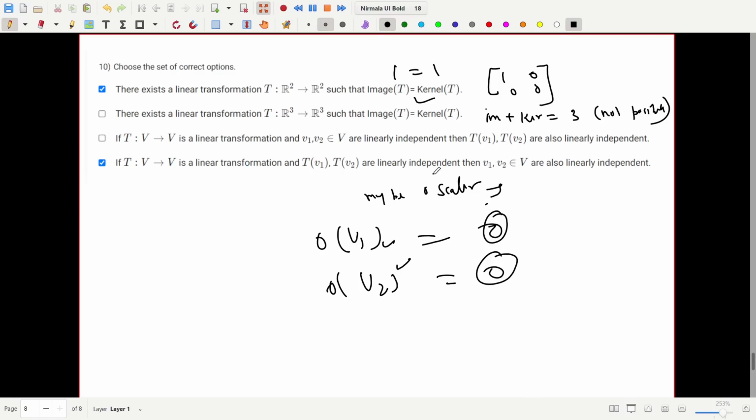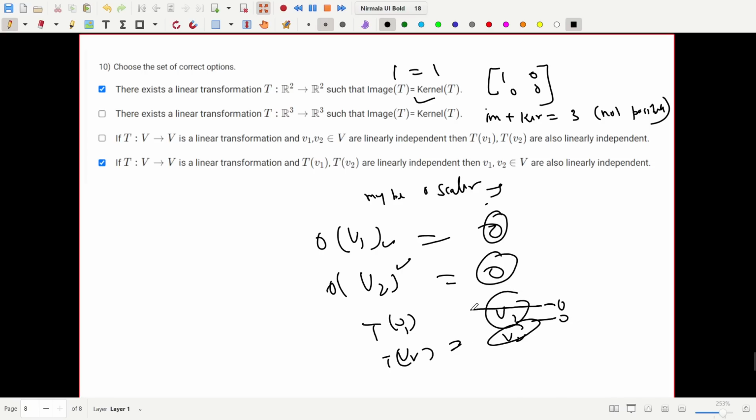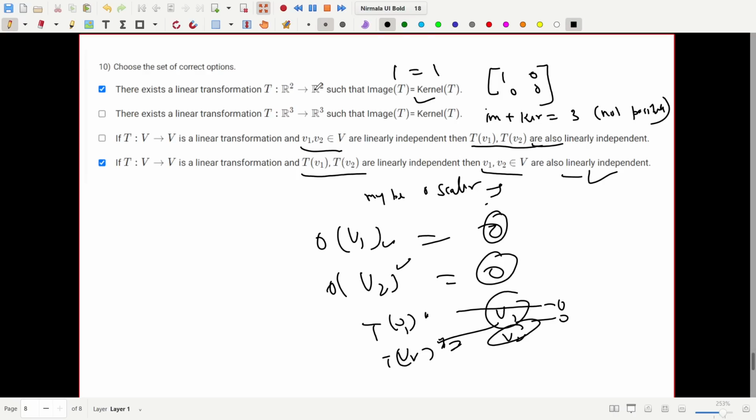But if its transformations are independent, then the vectors will be independent. V1 and V2 will be independent, because from the 0 vector you cannot derive two independent vectors. So in case of 0 only, the vectors can be dependent. So if the transformed vectors are independent, then the original vectors are also independent. This option is right. But if the original vectors are independent, then the transformed vectors may or may not be independent. This is the last question.